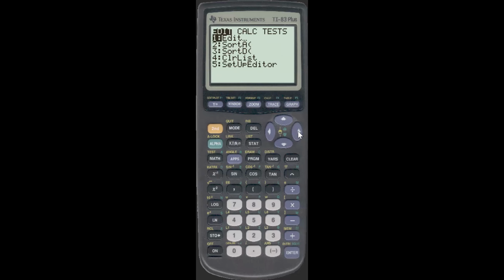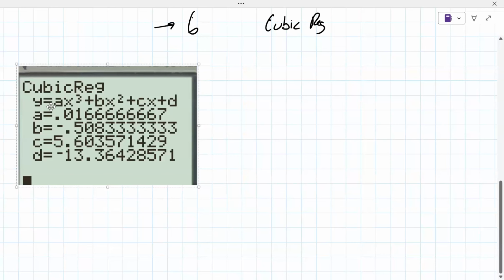We're going to go back to stat, calc, and then see where it says cubic regression, number 6, cubic regression. Yeah, that's what you want. Right. And we're going to hit enter here. And there it is. Okay. So the equation is, and I'm going to grab this, we're going to go to the other screen now. Okay. So the equation here, and this is what you're going to want to start writing down.